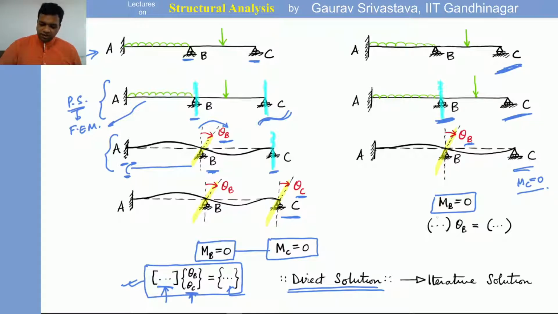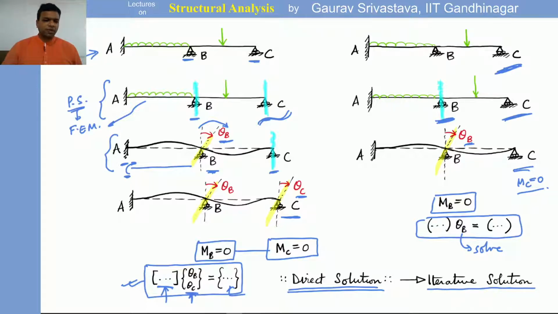And again, that leads us to one equation from where we can solve for theta B, right? And again, we were using a direct solution scheme where we were able to solve this for theta B, and once we solved for theta B, we were able to calculate the other moments. Now, the moment distribution method basically allows us some sort of an iterative solution.